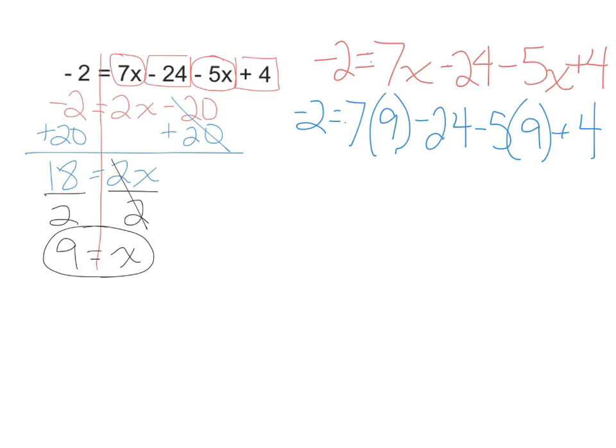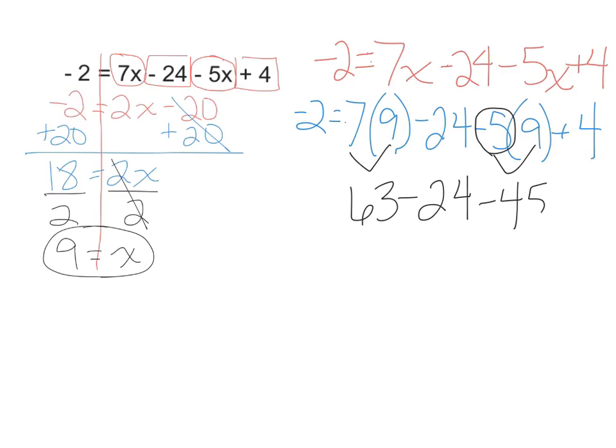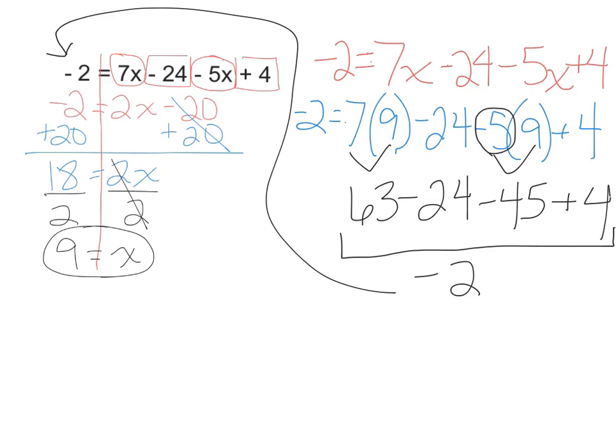And now we will do our PEMDAS, order of operations, where we multiply first. 7 times 9 is 63. And then we have this minus 24. And then negative 5 times 9 is negative 45. And then we have this plus 4. Again, if you type all of this in your calculator, you will get negative 2. And that is way over here. And that's how we know we are correct.